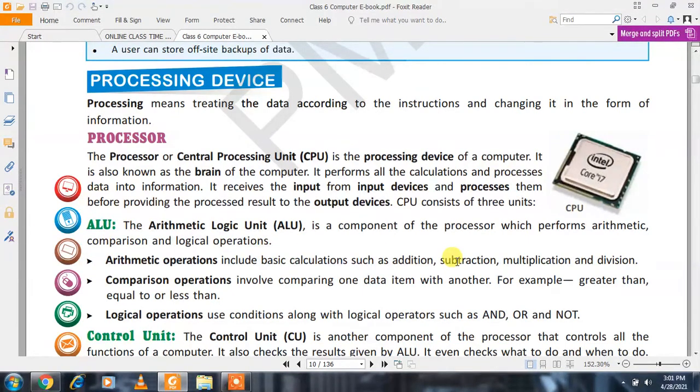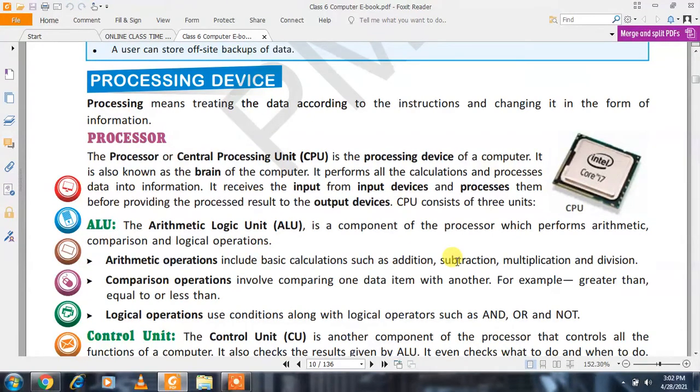Okay, so what does it do? It takes the input from various input devices, processes it, and gives it to the output devices, like printer, monitor, etc. And it also goes to the various storage devices for saving the data and information for future use.